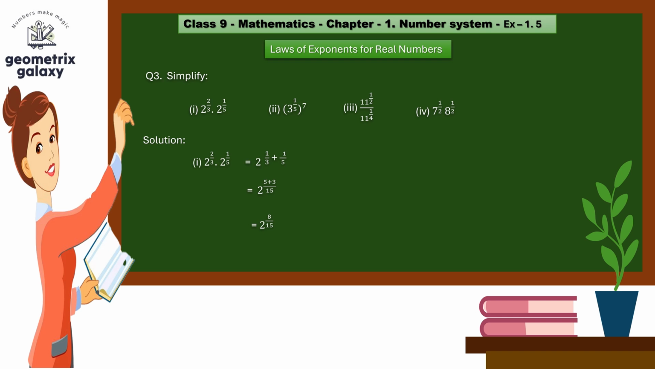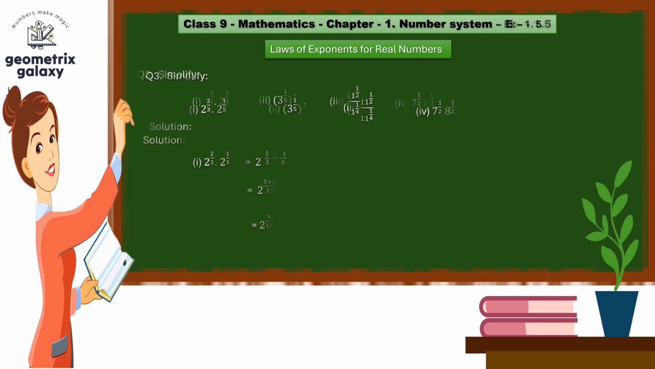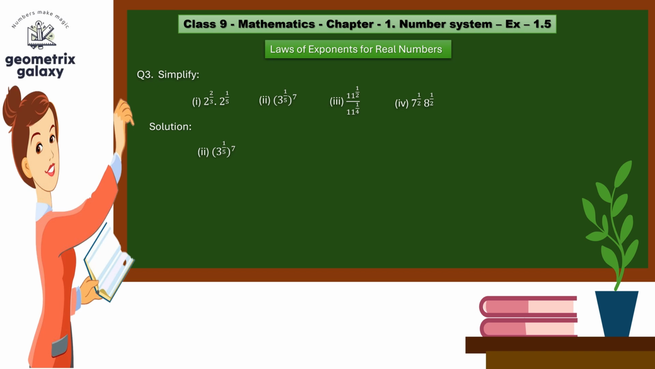Now the second subdivision is 3 to the power 1 by 5 whole to the power 7. Now it is power of power. We need to multiply the powers. Therefore 3 to the power 1 by 5 into 7. So the answer is 3 to the power 7 by 5.